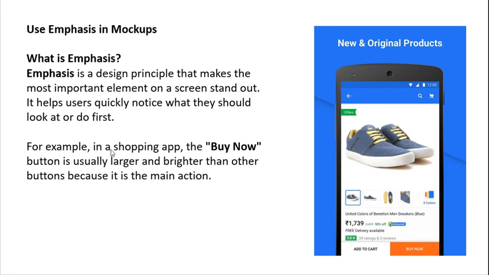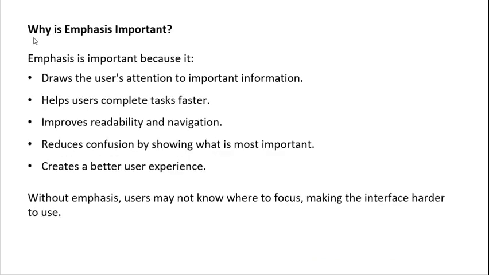For example, in a shopping application, the buy now button is usually larger and brighter than other buttons because it is the main action. In a shopping application, the buy now button has a color and size change and is the focus for the users.